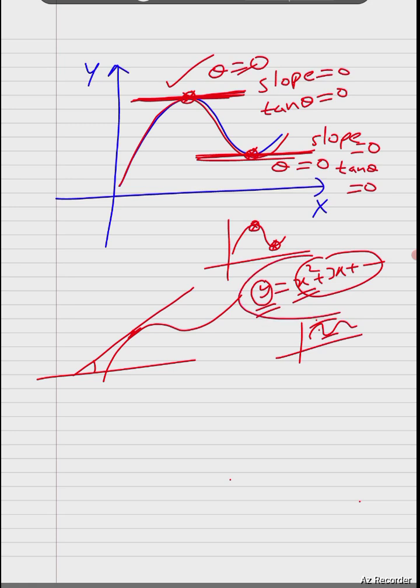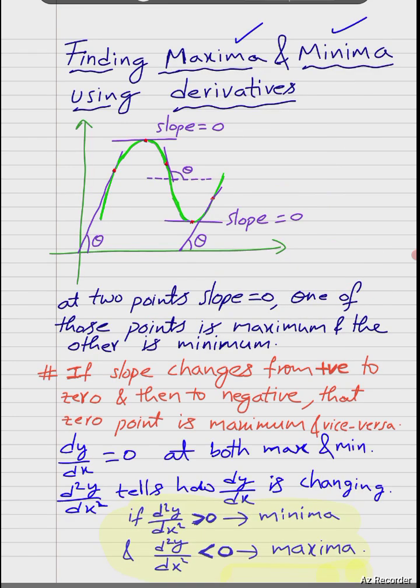But if I give you the equation, can you say for what value of x y is maximum, for what value of x y is minimum? We cannot know. But using derivatives, we can say at what value of x y is maximum and at what value of x y is minimum in a given curve. This is one of the important applications of derivatives, finding maxima and minima.